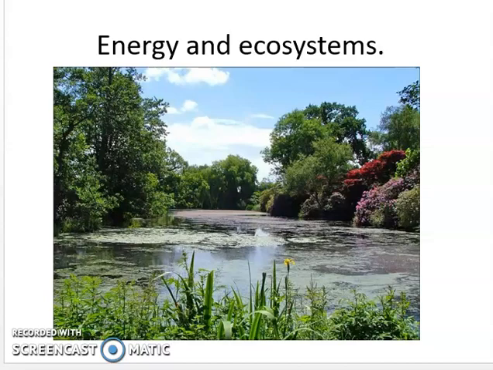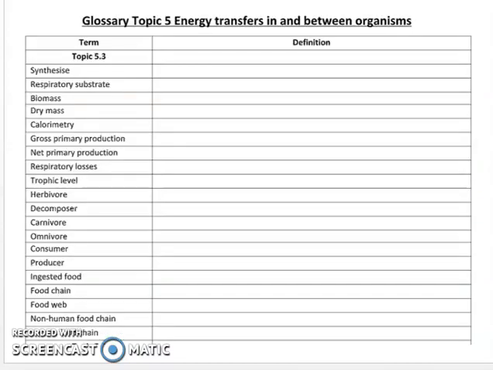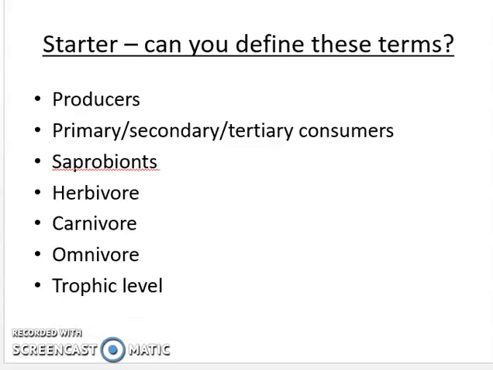Energy and ecosystems is 5.3 on the specification list. If you look in your notes, on the glossary, you should be able to see it. These are all the terms we're going to look at. Before we get started, if you want to pause the video and have a think about all these terms, you'll have done these at GCSE and hopefully you've got some ideas. So pause and have a go.